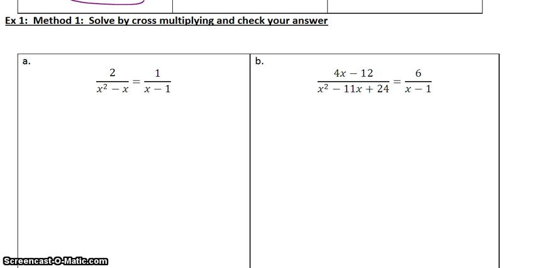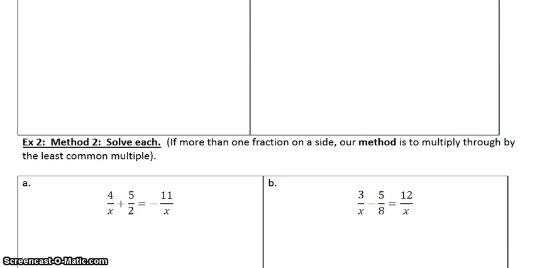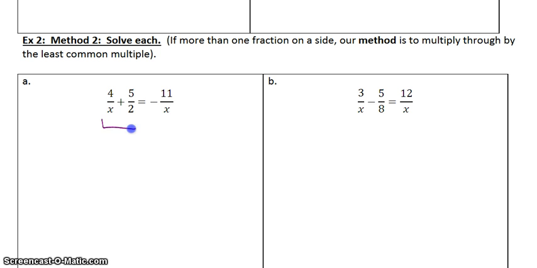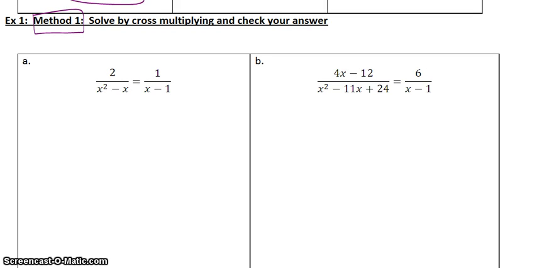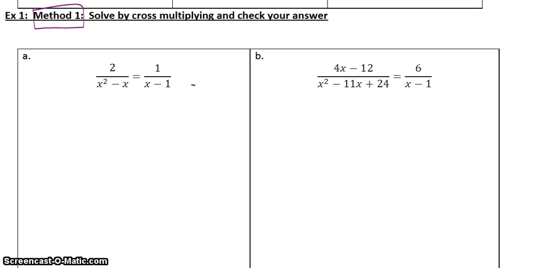So I'm calling it method 1 because in this situation I just have a single fraction on each side. If you quickly look to the bottom of your page, see how these have more than one fraction on a side? So these ones down here in example 2, we can't use the cross multiply method. To use this cross multiply method, I have to have just a single fraction on each side. So here's what I'm going to do. I'm going to cross multiply.